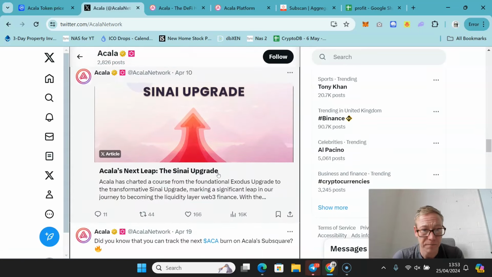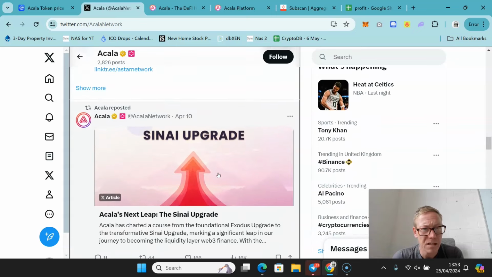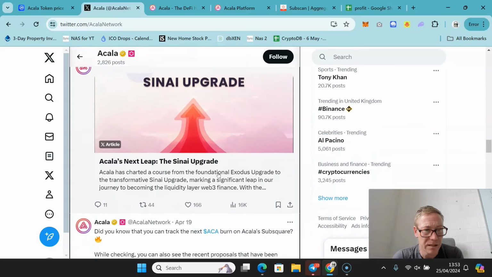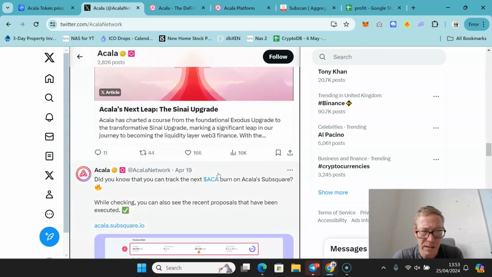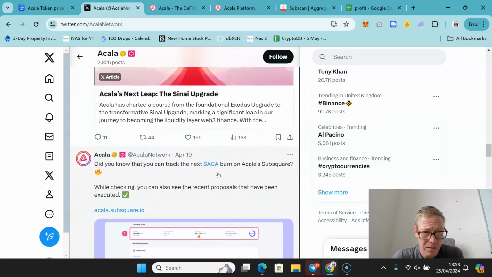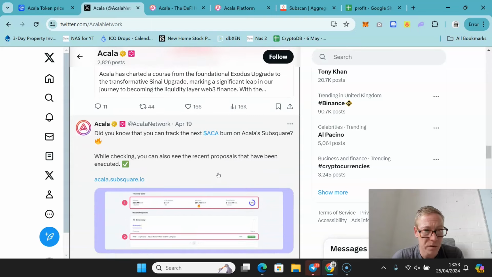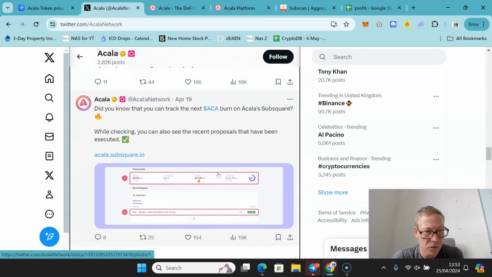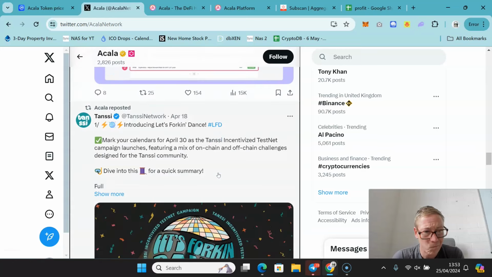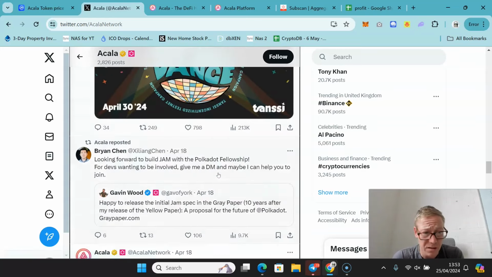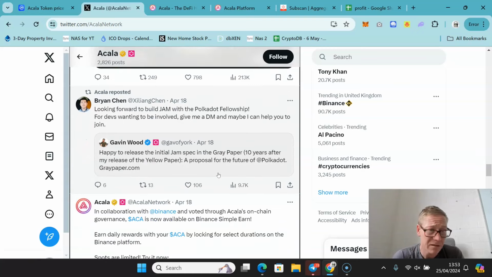They actually reposted this about Acala's next upgrade, which is the Sinai upgrade. So that would be another leap towards bringing the liquidity layer forward. I mean, they've got a burn feature, which is good as well. I think there's a few things here that are really, really good.